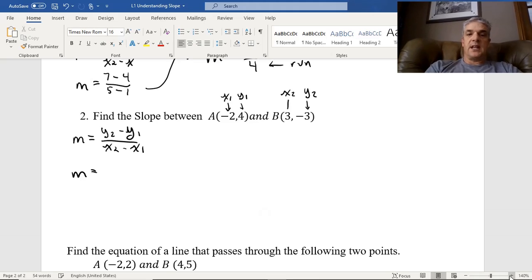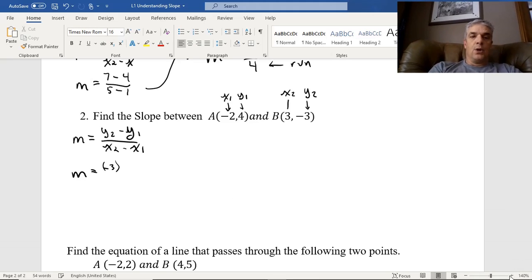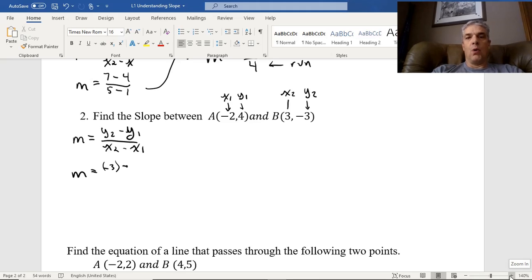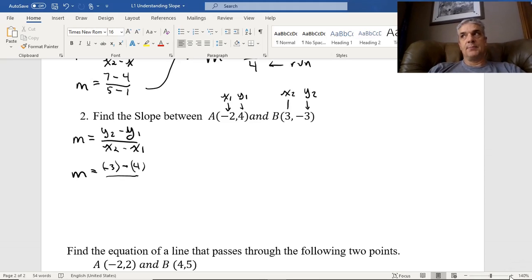m is going to equal y2, which is minus 3. Now, what you're going to see me doing whenever I start getting into negatives, I start putting the numbers always in little brackets. And this just helps me identify positives and negatives a little better. Then I put my subtraction sign, and then I say subtract y1, which is in this case 4. Okay? And this will help me when I'm doing my math later, not making as many mistakes.